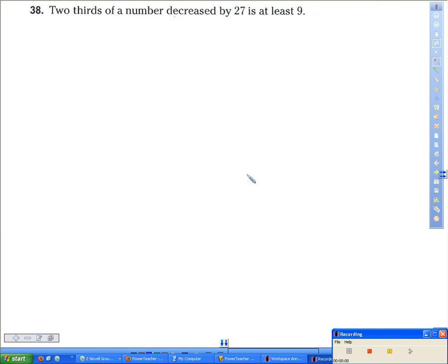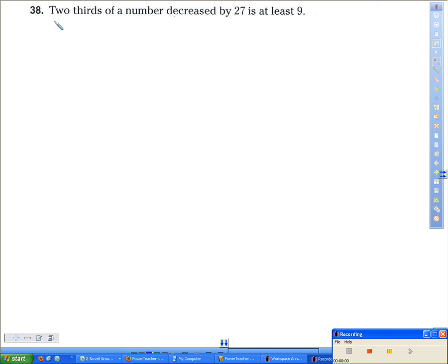Tonight's homework assignment comes from page 402, and we are still working with inequalities. On number 38, what we need to do is set up an inequality and then solve it. I'm going to graph it and check it. Number 38 is a word problem, though, so what we're going to do is read one or two words at a time and write out what it's saying.